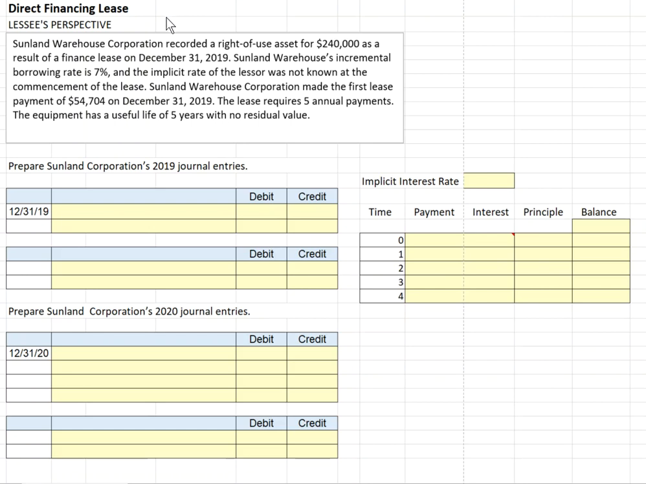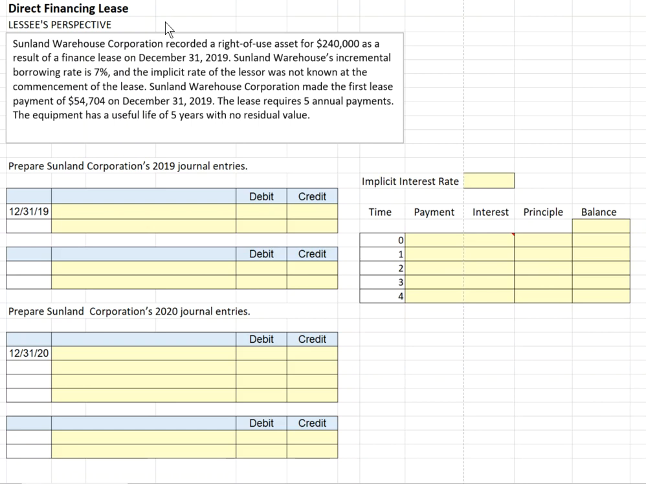Sunland Warehouse Corporation recorded a right-of-use asset for $240,000 as a result of a finance lease on December 31, 2019. Sunland's incremental borrowing rate is 7%, and the implicit rate of the lessor was not known at the commencement of the lease. Sunland made the first payment of $54,704 on December 31, 2019, upon the signing of the lease.